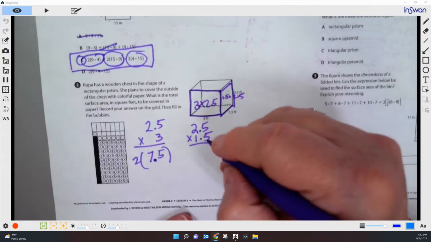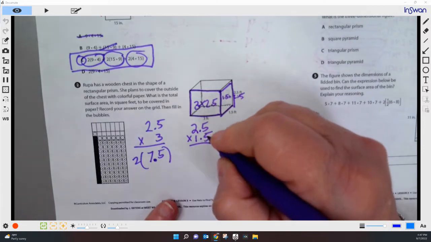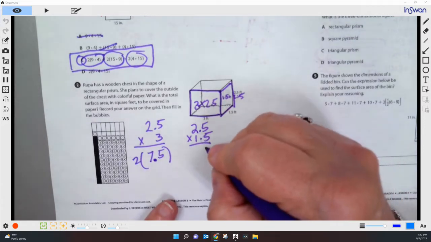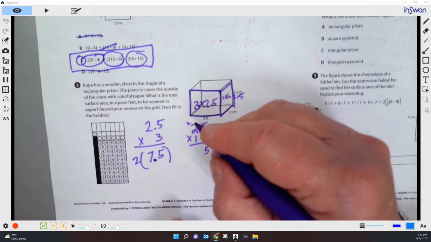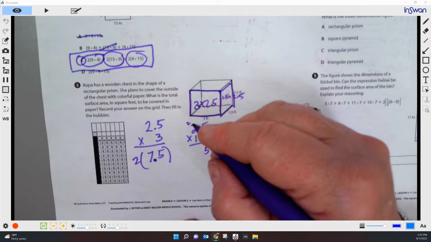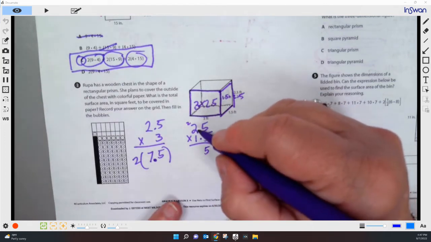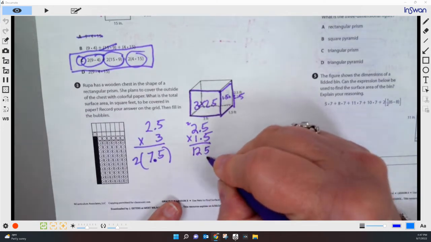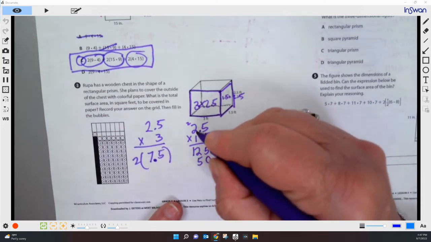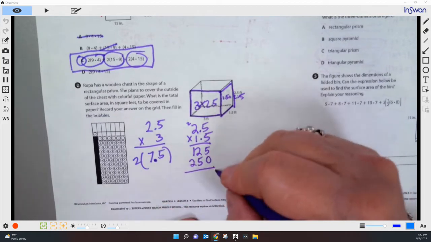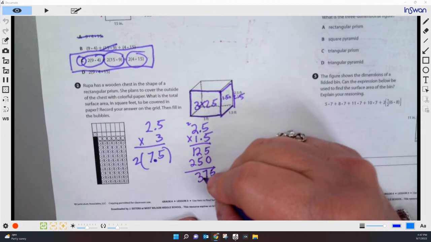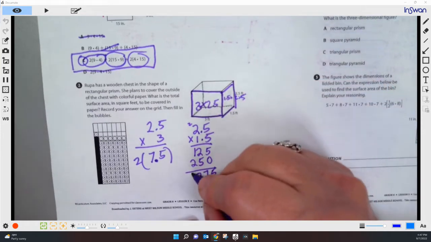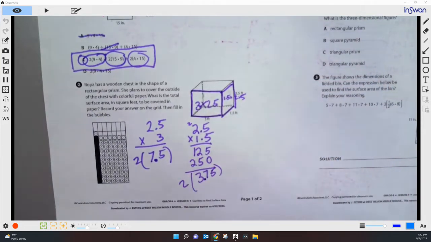1.5 times 2.5 is going to be, let's see, 5 times 25. 5 times 5 is 25, carry the 2. 5 times 2 is 10, plus 2 is 12. Put the 0 down. 1 times 5 is 5. 1 times 2 is 2. So if I add that, I have 5, 7, 3. Okay, so that's going to be 3.75. And I have two of those.